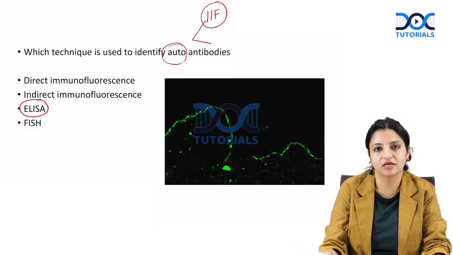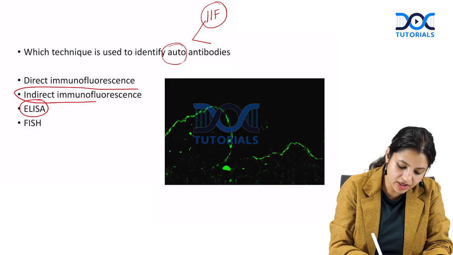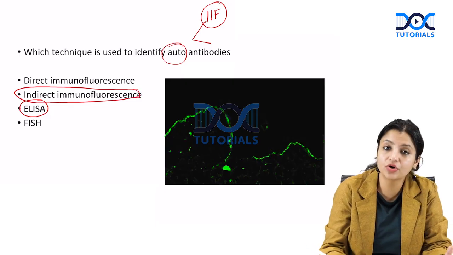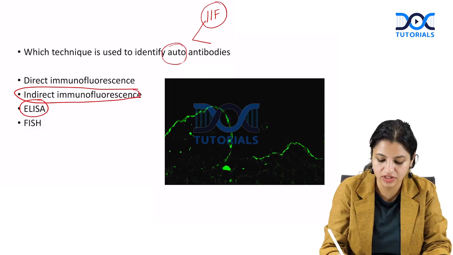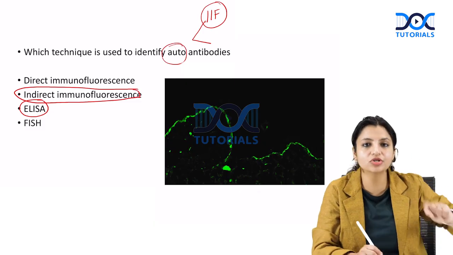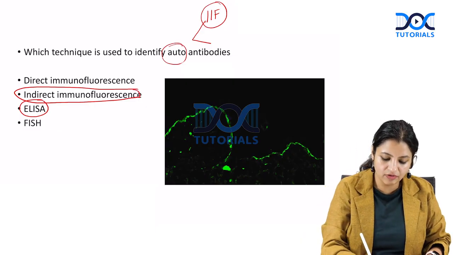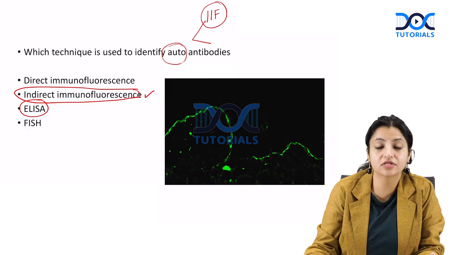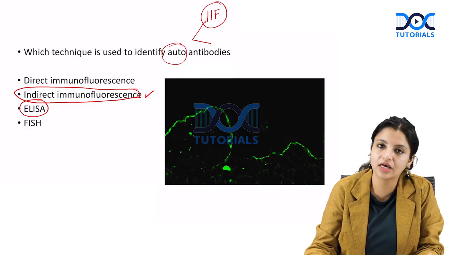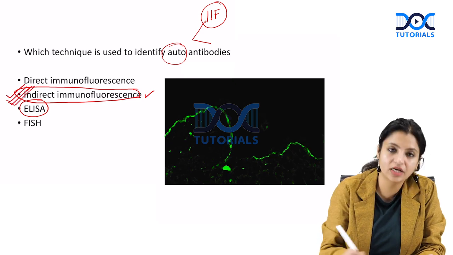will do ELISA. For quantitation we can do ELISA. For identifying which autoantibody is present, whether it is present or not present, we use indirect immunofluorescence. For quantifying how much autoantibody is present, we use ELISA. So whenever we are talking about which technique is used to identify the circulating autoantibodies, it is indirect immunofluorescence. The best answer to this question is indirect immunofluorescence.